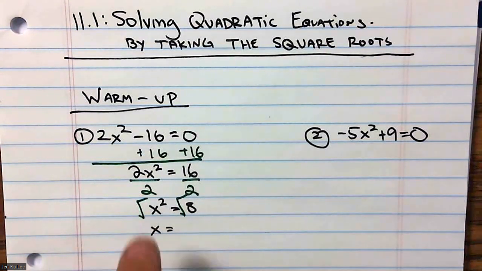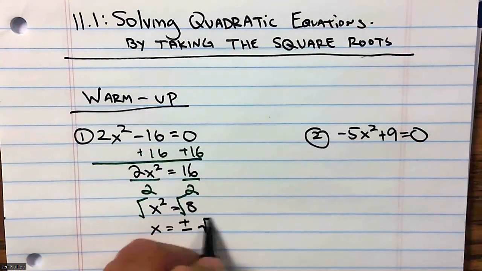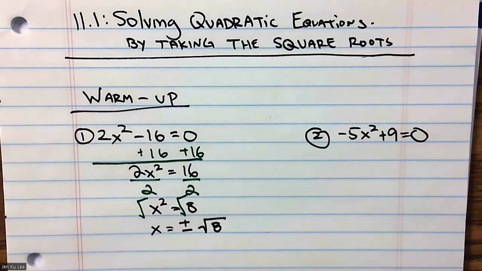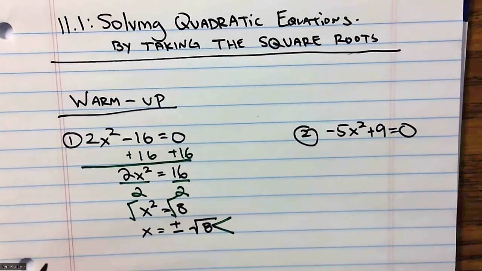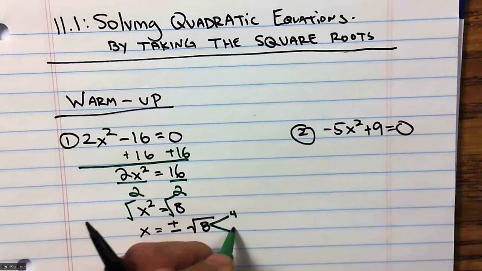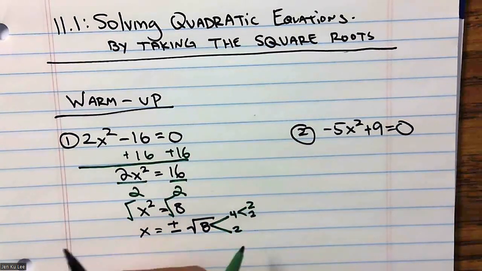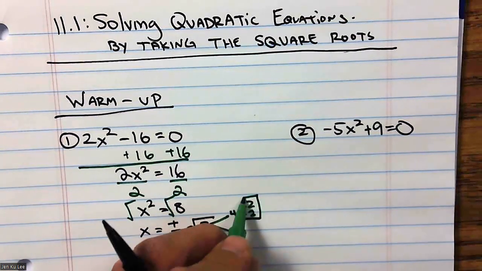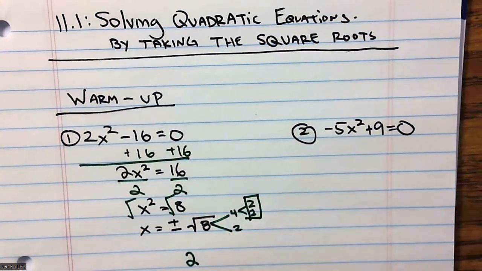So here, when I take the square root, don't forget the plus and the minus. Square root of 8. Am I done? Because I need to do the prime factorization, right? So 4 and 2, and then 2 and 2. And so these two 2's come out and make 2. And this 2 here does not have a partner, right?